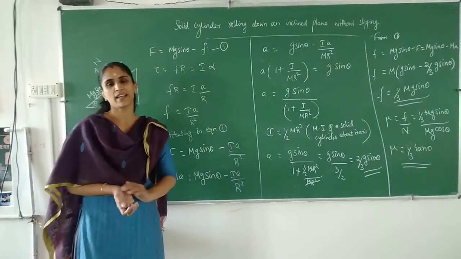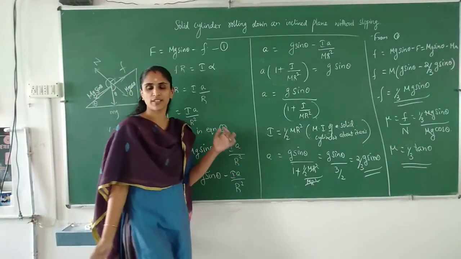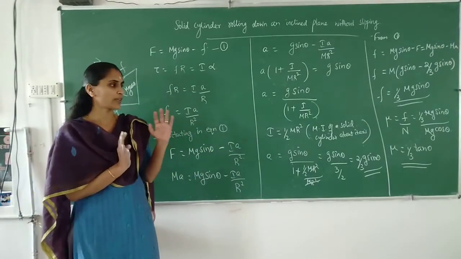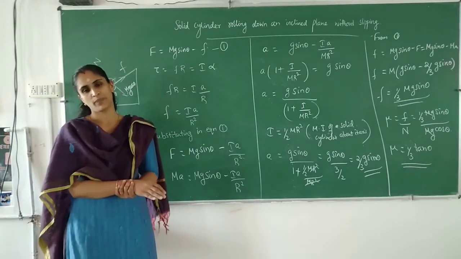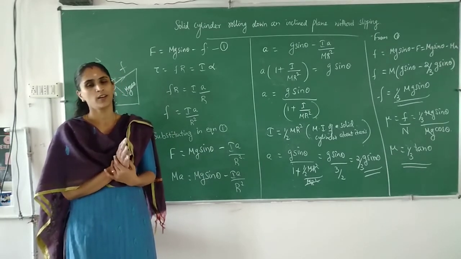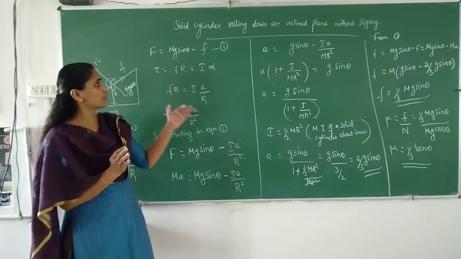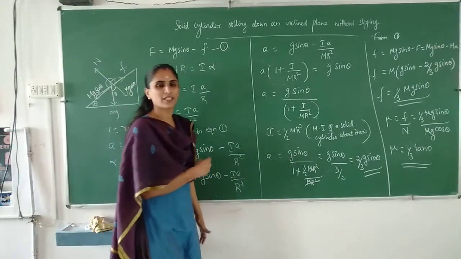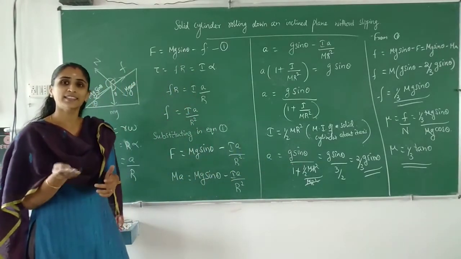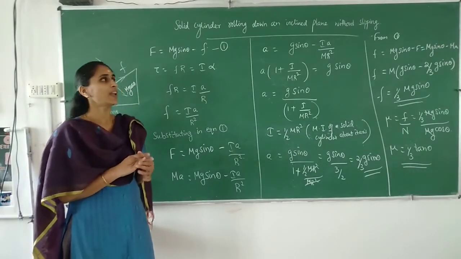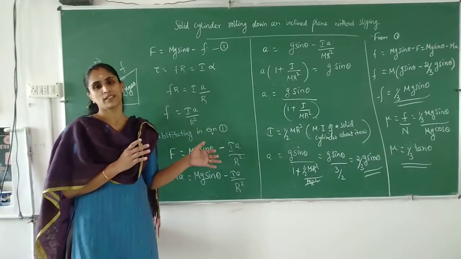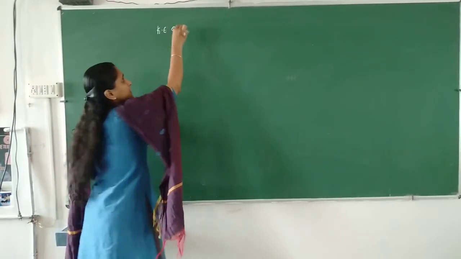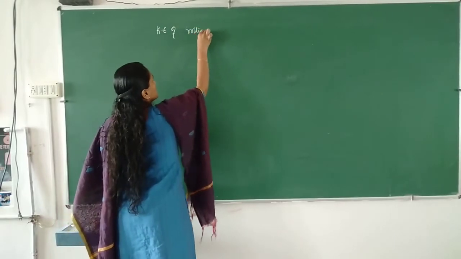So from this we can conclude that if the coefficient of friction is greater than or equal to 1 by 3 tan theta, it will avoid slipping, otherwise it will slip. Okay, is it clear? So this is the expression for the coefficient of friction and acceleration, whichever is asked you can find accordingly. And sometimes they will ask which will reach with a greater velocity, like that will be discussed. Okay, kinetic energy of rolling motion.